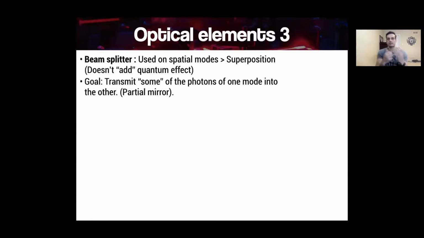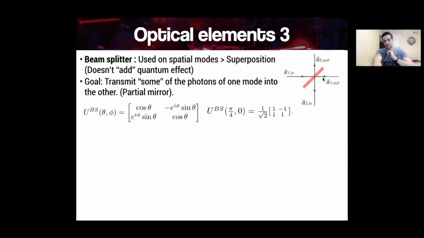But the goal of a beam splitter is to transmit some of the photons of one mode into the other. So you can imagine a partial mirror. I think I draw it here. Yeah, so I have one mode coming into the partial mirror, and some of it will come through.